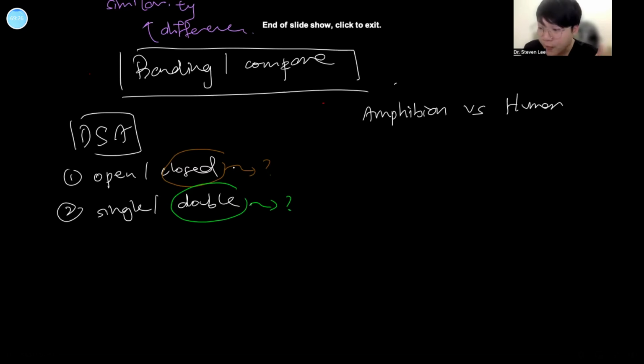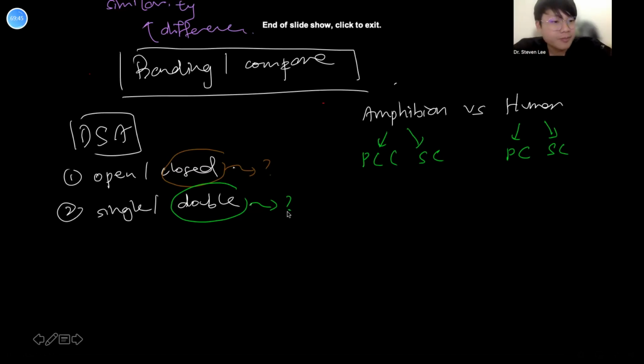But you have to remember, over here, there is a difference. Because we learned just now, amphibian and human, walaupun kedua-dua dia adalah double, but for amphibian, the double is pulmocutaneous versus systemic. Pulmocutaneous circulation dengan systemic circulation. But for human, it is pulmonary circulation dengan systemic circulation. So this is the difference. You can tell over here.